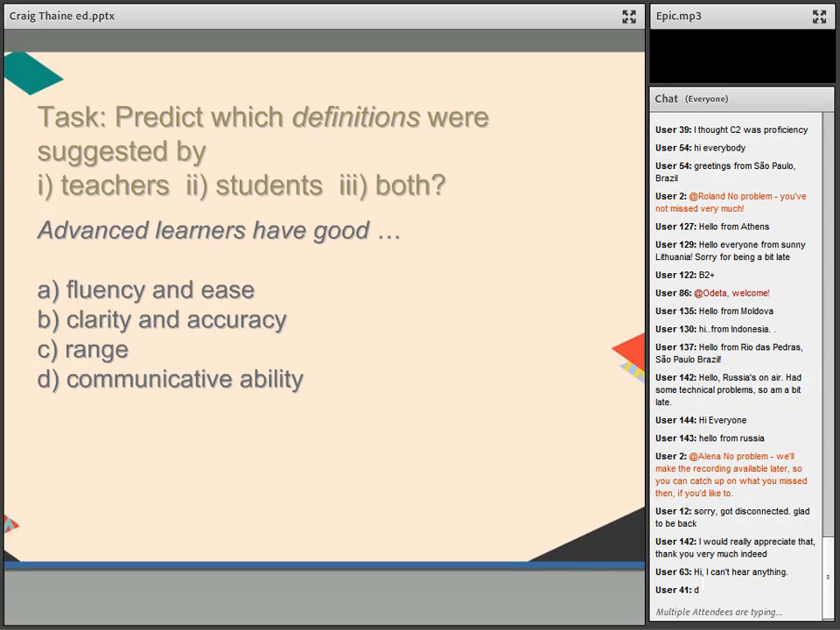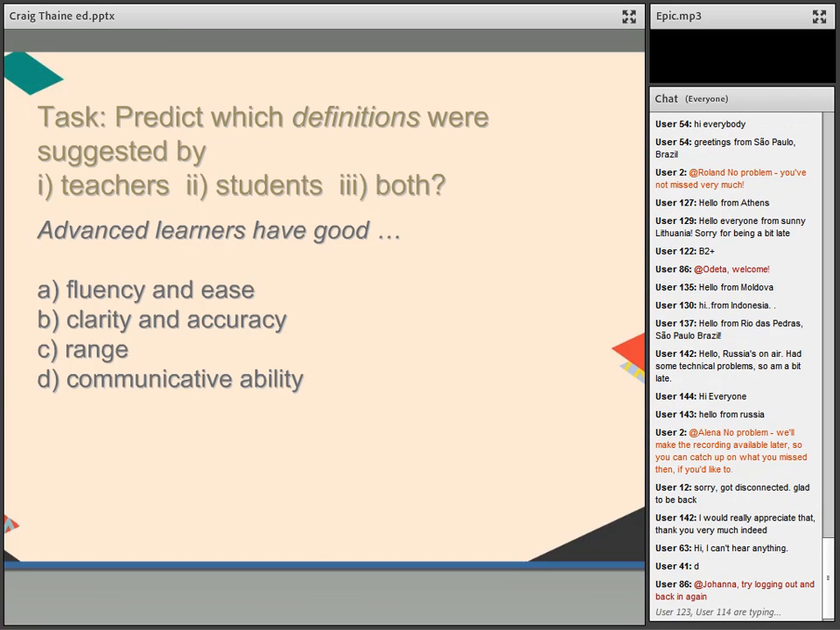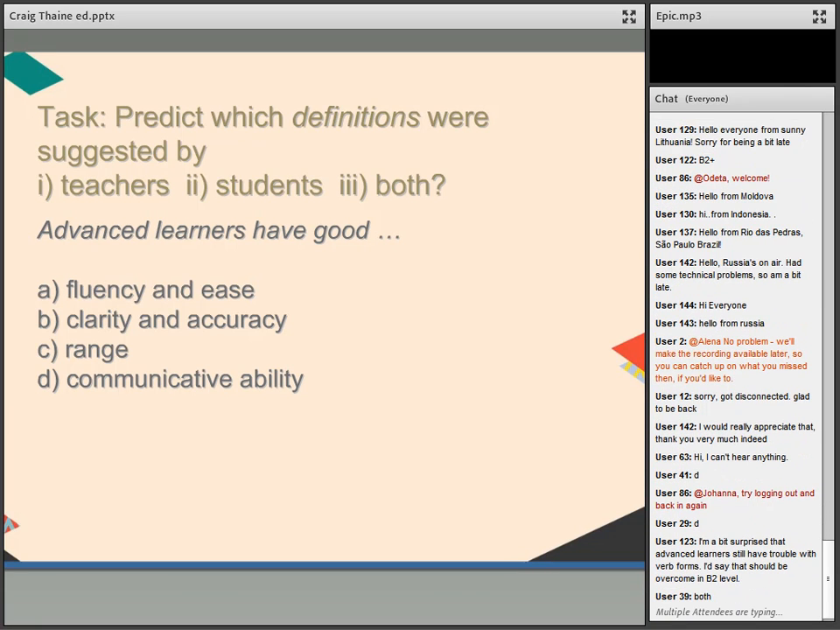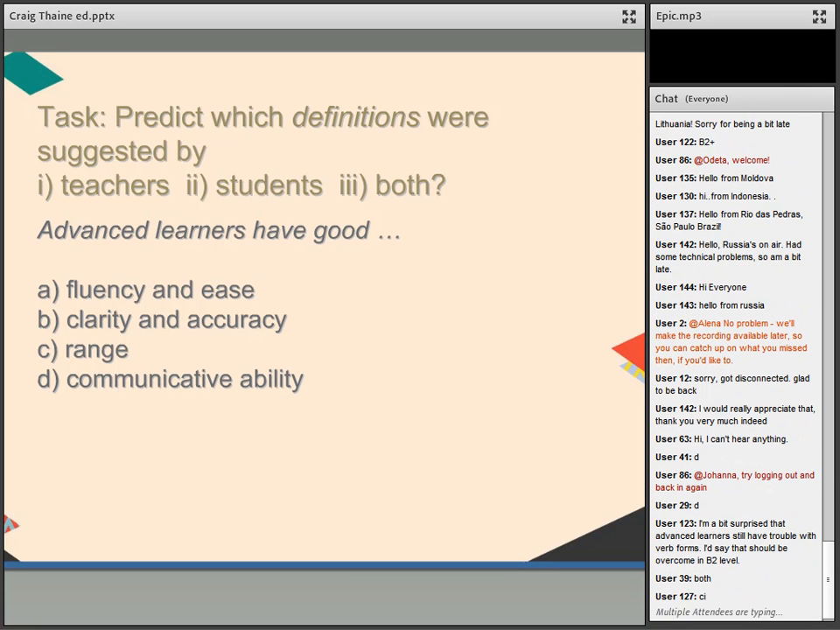So looking at these four themes here: fluency and ease, clarity and accuracy, range and communicative ability, which do you think were suggested by only the teachers? Which do you think were suggested by only the students? And which do you think were suggested by both teachers and students in the questionnaires that I gave them? So I'll just get you to type your answers into the chat box.